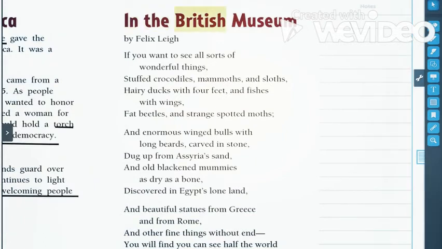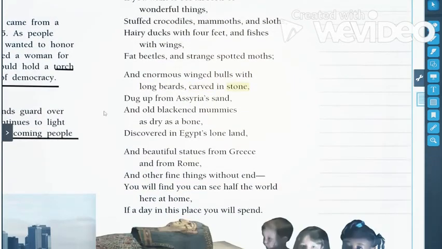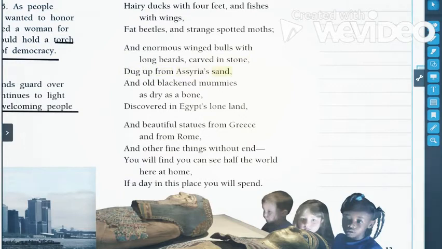In the British Museum by Felix Lee. If you want to see all sorts of wonderful things, stuffed crocodiles, mammoths, and sloths, hairy ducks with 4 feet, and fishes with wings, fat beetles and strange spotted moths, and enormous winged bulls with long beards carved in stone, dug up from Assyria's sand, and old blackened mummies as dry as a bone, discovered in Egypt's lone land, and beautiful statues from Greece and from Rome, and other fine things without end, you will find you can see half the world here at home, if a day in this place you will spend.